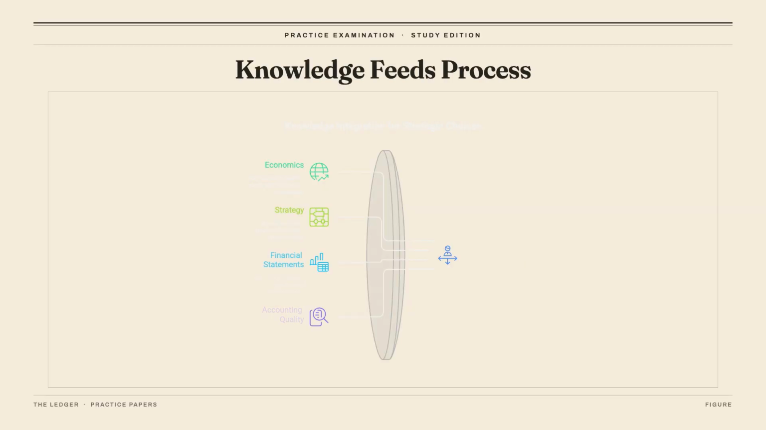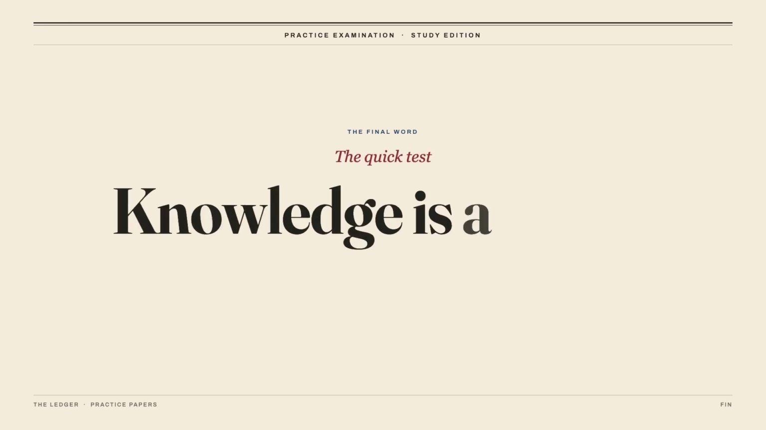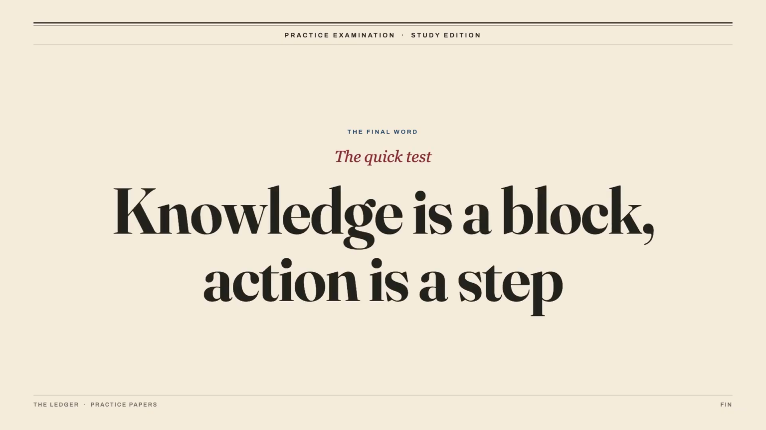Picture an analyst opening a fresh assignment, drawing on 4 reservoirs of understanding before any procedure begins. The 6-step process then dips into those reservoirs in turn. Economics feeds step 1, strategy feeds step 2, and accounting quality feeds step 3 and beyond. Knowledge flows into process, never the reverse. Whenever a question asks whether something is a building block or a step, just ask, does it name knowledge or does it name an action? That single test resolves the confusion every time.